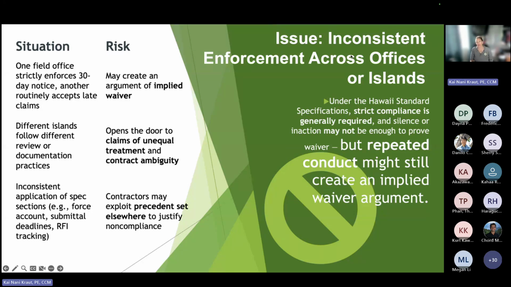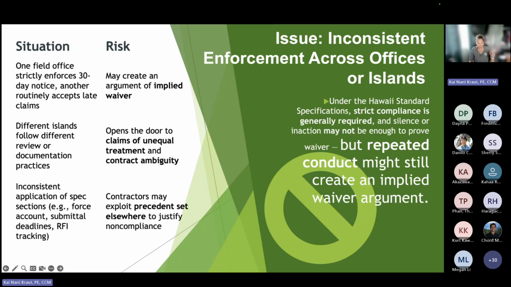So the issue is inconsistent enforcement across the islands or offices. Under the statute, strict compliance is generally required, but repeat conduct might still create an implied waiver argument on the contractor side. So I feel like for us, this is our biggest risk. One field office strictly enforces 30-day notification. Others routinely accept late claims. This might be an implied waiver. Different islands follow different review and documentation processes. This opens the door to claims of unequal treatment and contract ambiguity. This is the entire reason that it's difficult to enforce notification, and we have an implied waiver. Inconsistent application of spec sections, force account, submittal deadlines, RFIs. Contractors may exploit precedent set elsewhere to justify non-compliance.